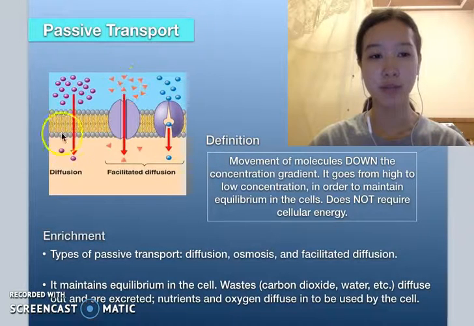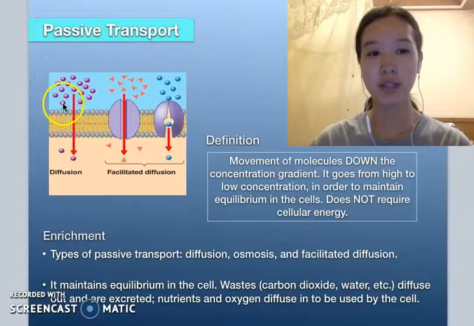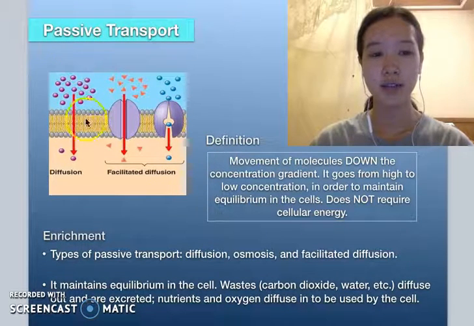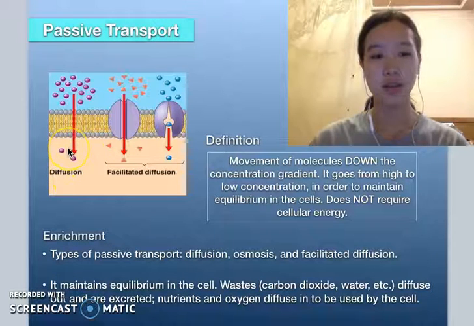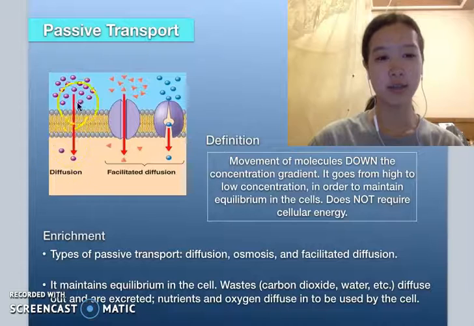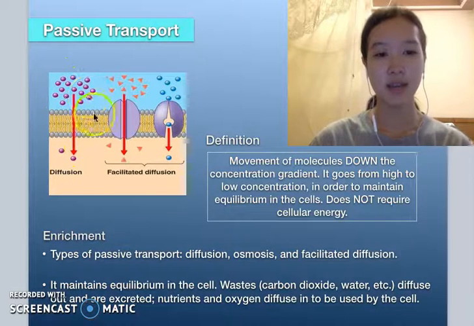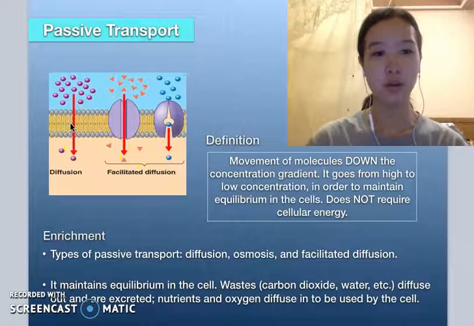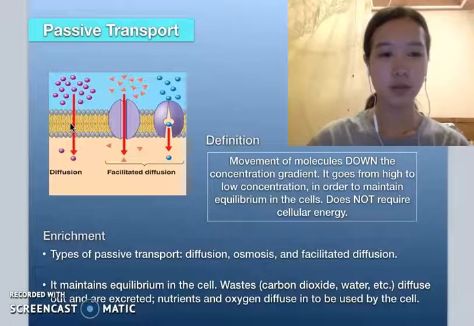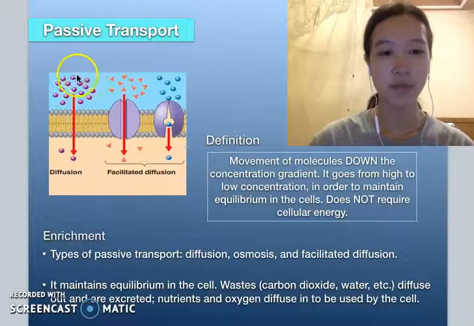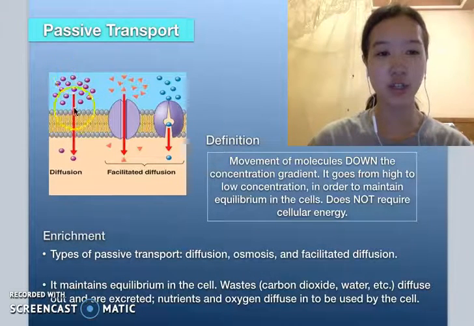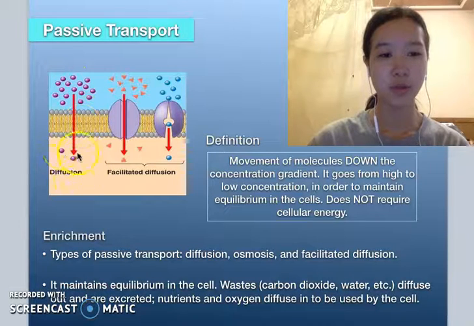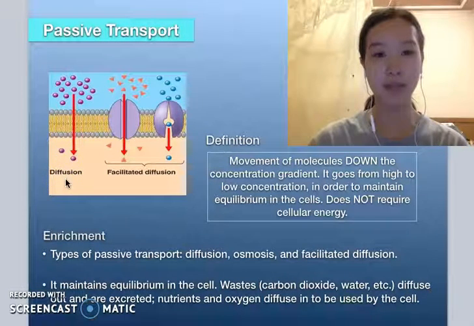So in the diagram here, we can see that the concentration of water molecules here is higher, and there are fewer water molecules here in the cell. So the concentration here is lower than outside the cell. And this part is the cell membrane. So passive transport means the molecules are moving from a region of high concentration to a region of low concentration through the cell membrane.